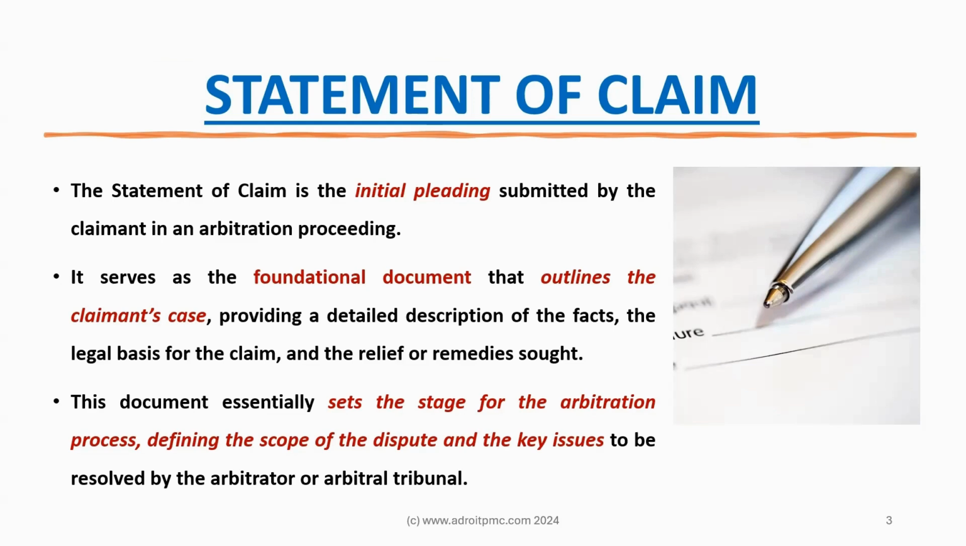So first, let us start with the statement of claim. The claimant will submit the statement of claim, which is the initial pleading made by the claimant in the arbitration proceeding. It is the foundational document which outlines the claimant's case, providing a detailed description of the facts, legal basis for the claims, and the relief and remedies sought. The statement of claim sets the stage for the arbitration process, defining the scope of the dispute and the key issues to be resolved by the arbitrator.